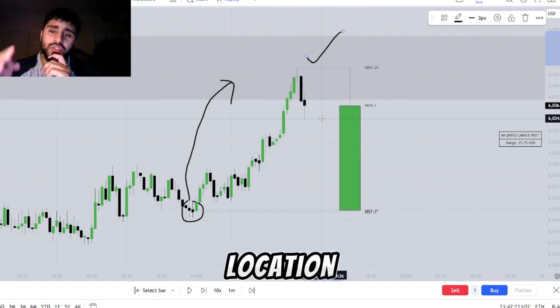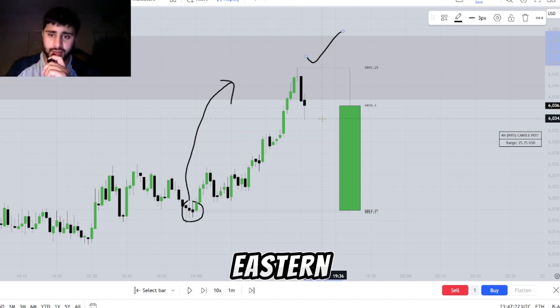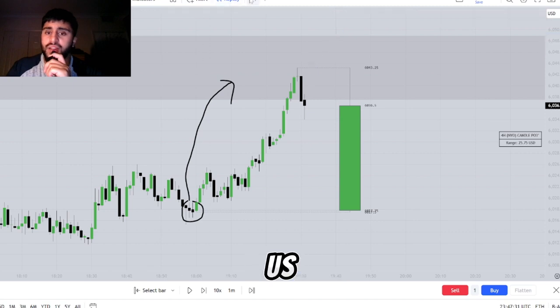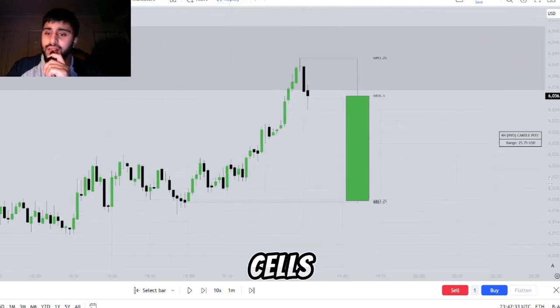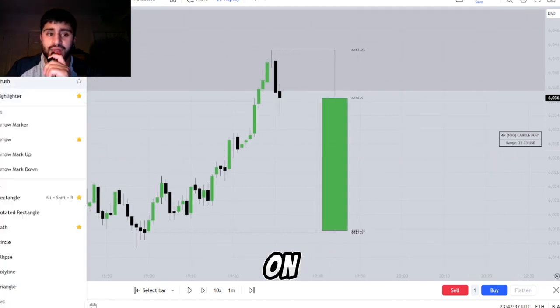So you're looking for a location to trade. We're above the 4-hour candle opening, in this case the 2 p.m. Eastern, and we're inside of a 15-minute fair value gap. This is what gives us our indication to look for sells. But before we go and look for sells, we need to understand what's going on in this region.